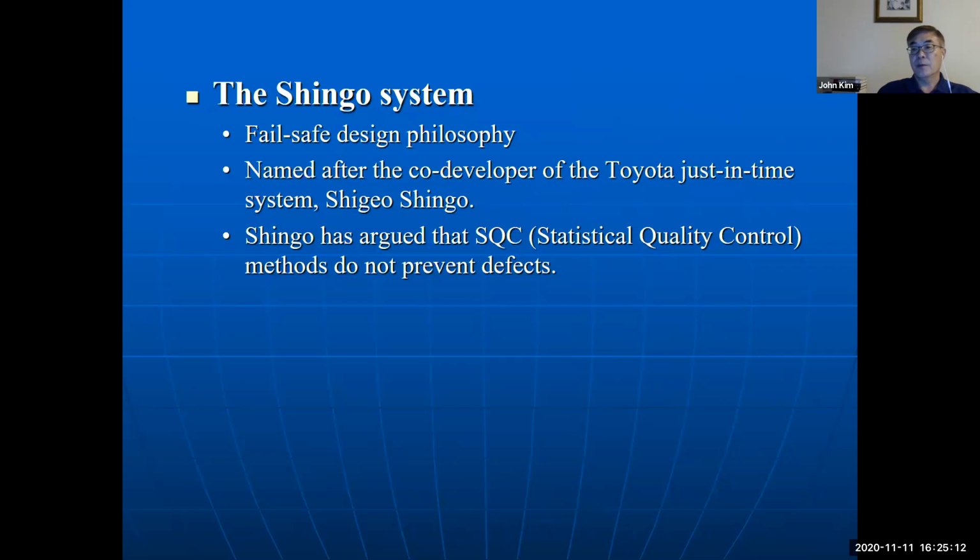The Shingo system is a fail-safe design philosophy. This system is named after Shigeo Shingo, who was the developer of the Toyota just-in-time system. Shingo argued that SQC, the statistical quality control method, doesn't work to prevent defects. So instead of SQC, he used this fail-safe design philosophy.